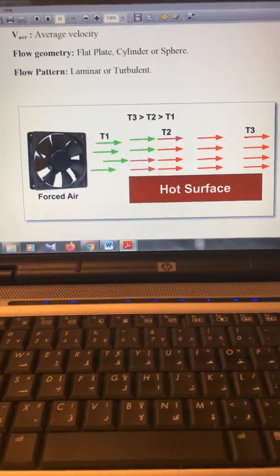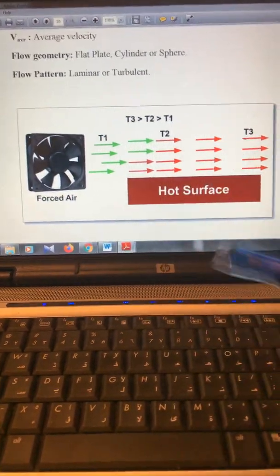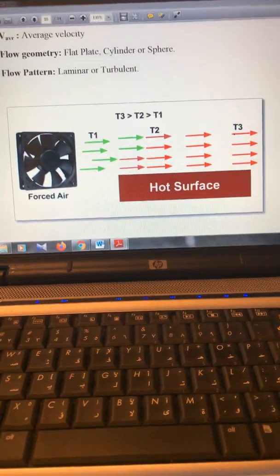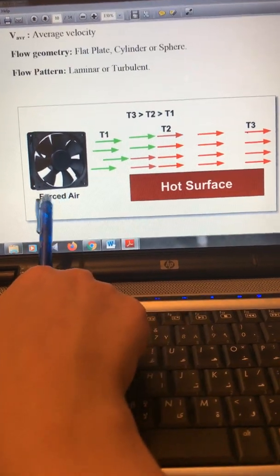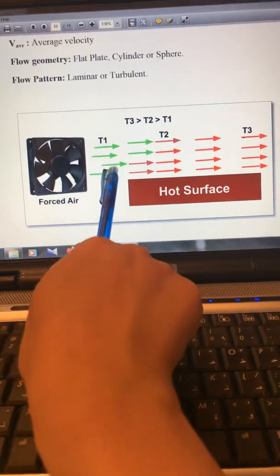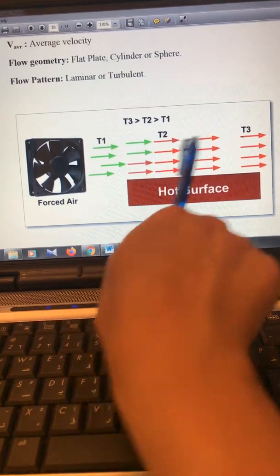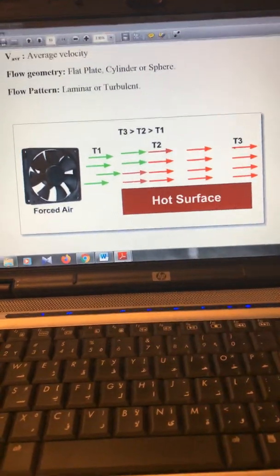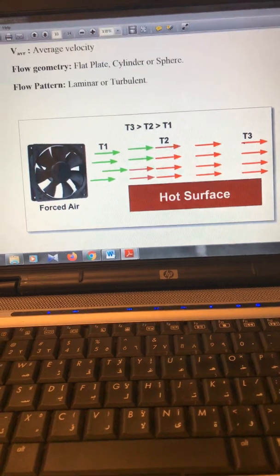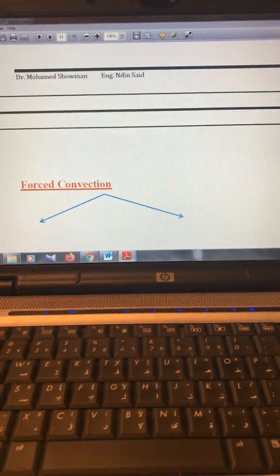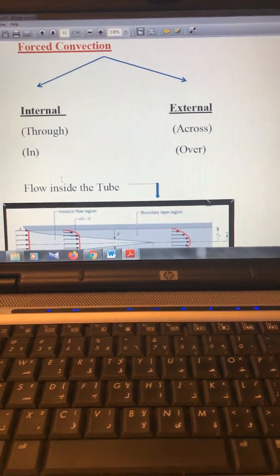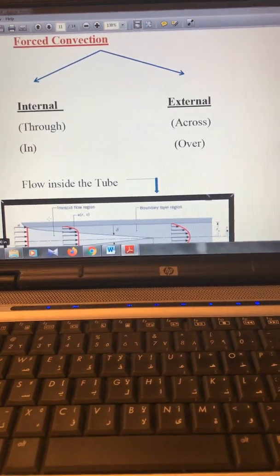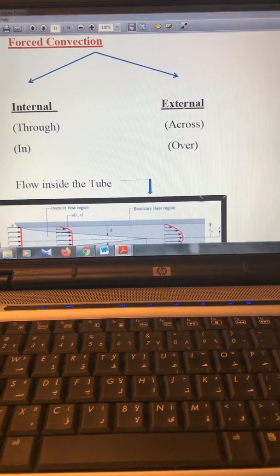For example, when we have a fan, we accelerate the rate of the flow. So here the velocity near the wall will be different at this length, that length, and that length, or if it goes through a hot surface. So we have two types of forced convection: internal, which is through a cylinder, or external.